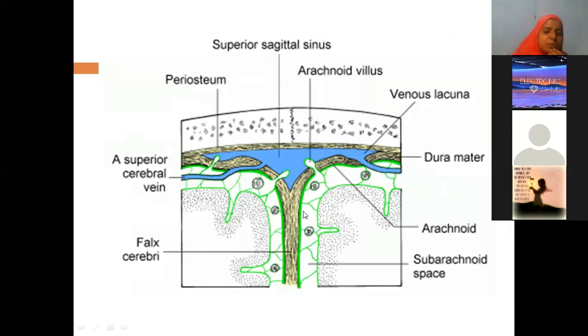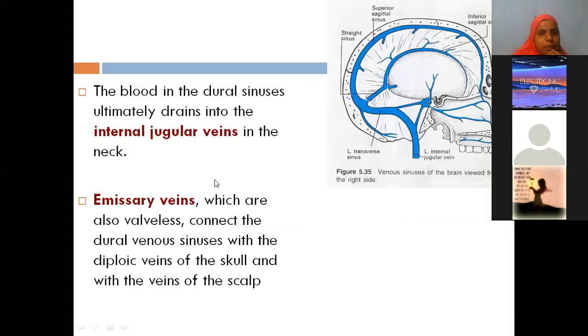There pink color was used, here green color. Okay. Now the blood in the dural venous sinuses ultimately drains out, no, because everywhere the blood has to go out into the right atrium. So it is taking the channel of internal jugular vein in the neck. Okay, and there are connections of the veins of the skull bone.